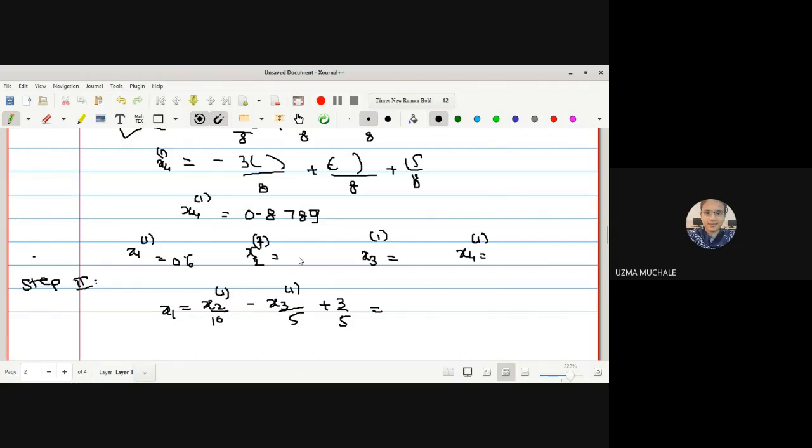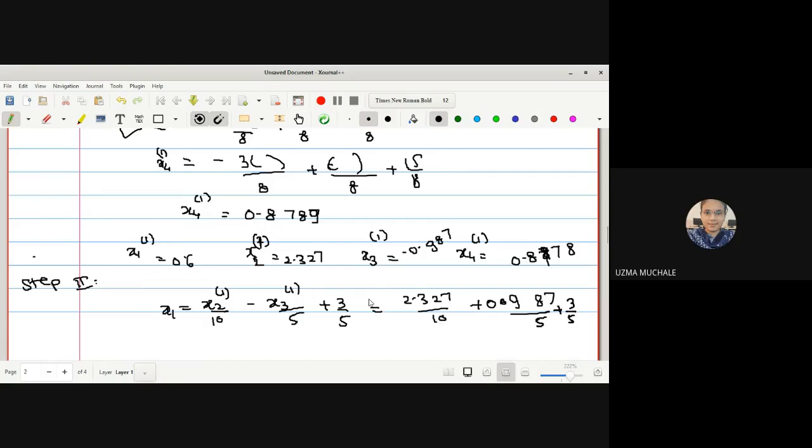it is 0.6 and this is 2.327 and this is minus 0.987 and the value of x4 we have obtained 0.878 something. Okay, now we have to use these values. Value of x21 we have to keep here: 2.327 divided by 10 minus x3 is minus become plus 0.987 divided by 5 plus 3 by 5.